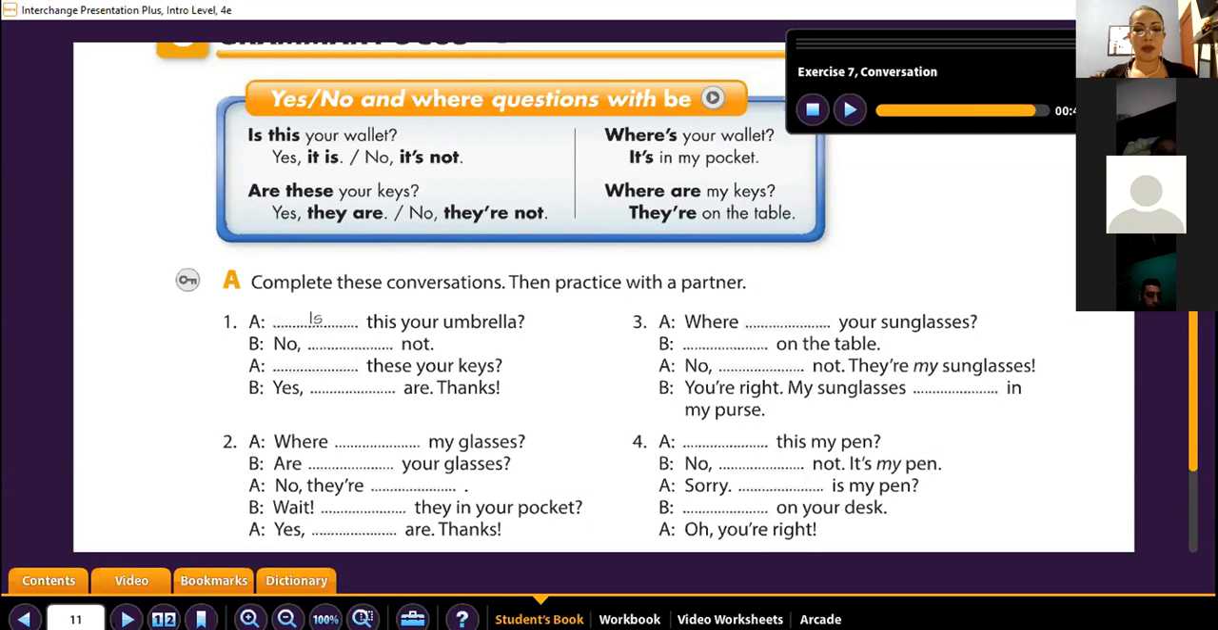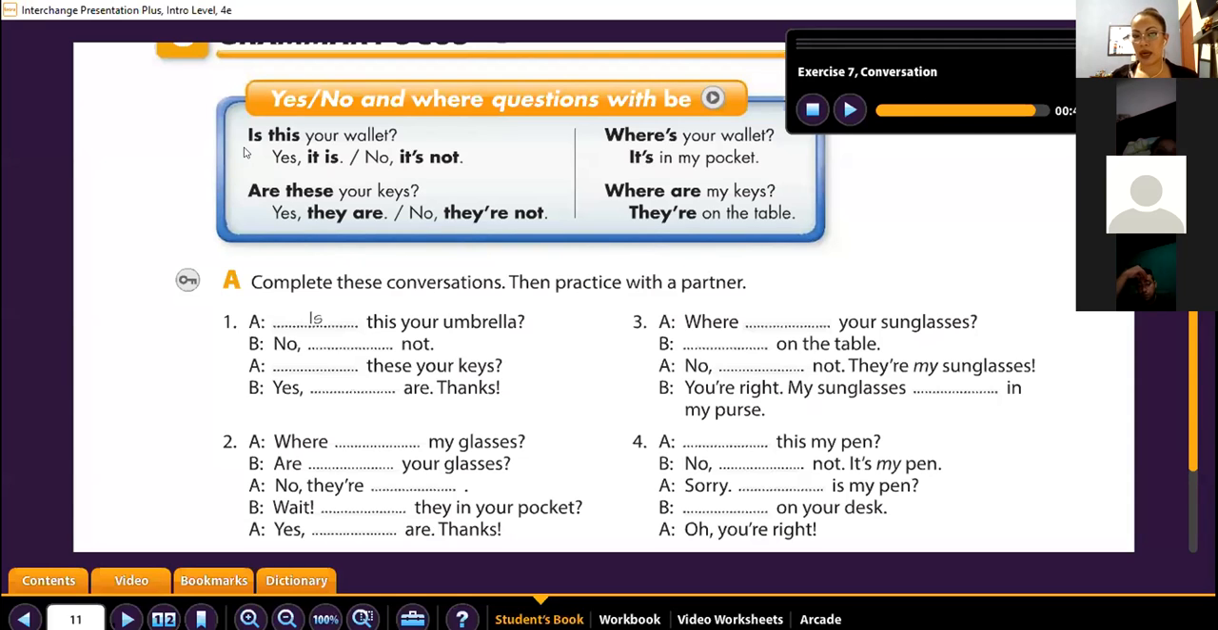Anteriormente les explicaba, y también se ve en la plataforma, que hay dos tipos de preguntas. Las yes/no questions, que son las que se pueden responder con sí o con no. Primero va a ir el verbo to be, is o are. Luego vamos a escribir this si es singular, these si es plural, y luego un complemento. Si queremos preguntar, ¿es esta tu billetera? Is this your wallet? La respuesta puede ser yes, it is, o no, it's not. El it siempre refiriéndose a la billetera. Como es una cosa, decimos it. Are these your keys? Yes, they are, o no, they are not.